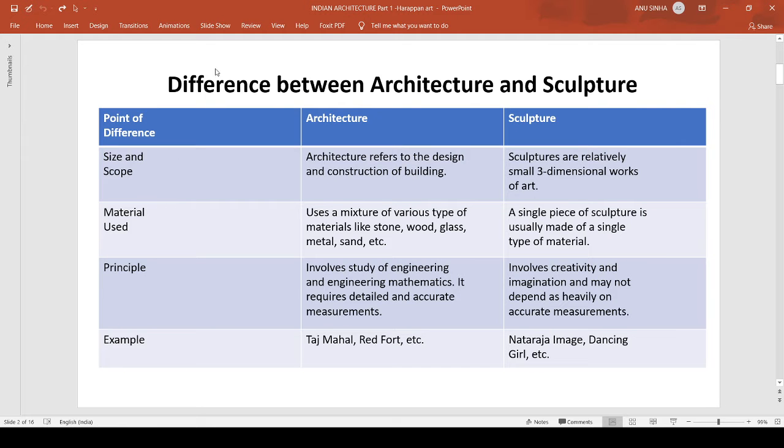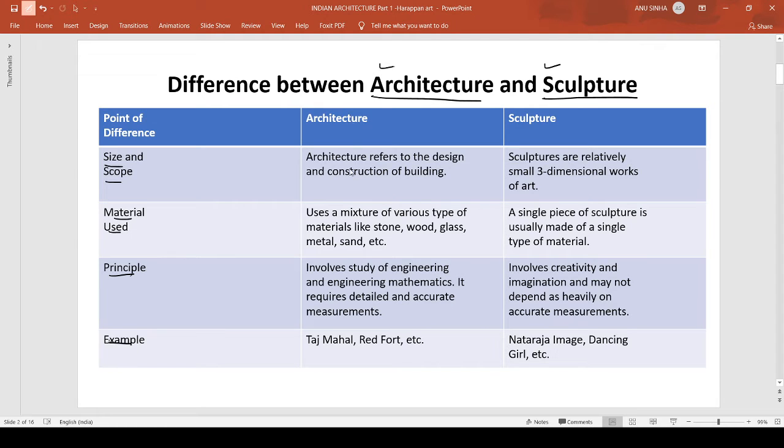So in this first slide, I'm going to explain you the difference between the architecture and the sculptures. So what is basically the architecture and what is the sculpture? We can see the difference between the two from the point of view of their size and scope, the materials used, the principle, and the examples we will see later on.